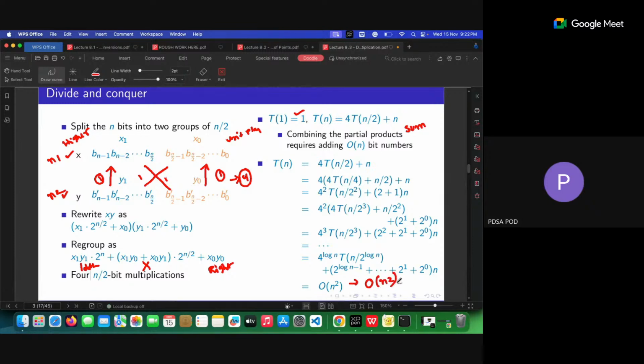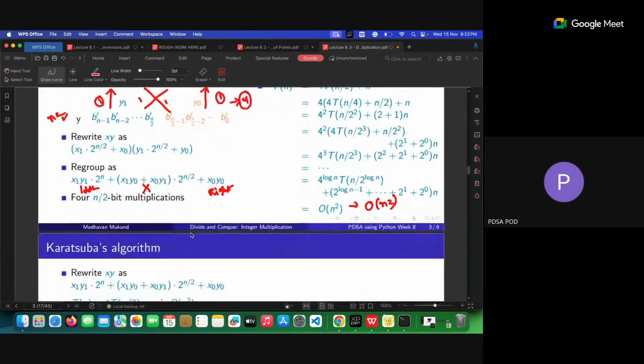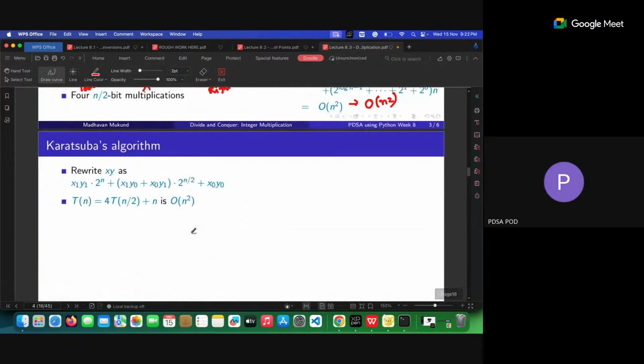So even if we use divide and conquer, with two partitions of the first number and two partitions of the second number, we multiply the first partition of the first number with the first partition of the second number, the second partition with the second partition, and then do the multiplications across the boundaries. So we do four multiplications.